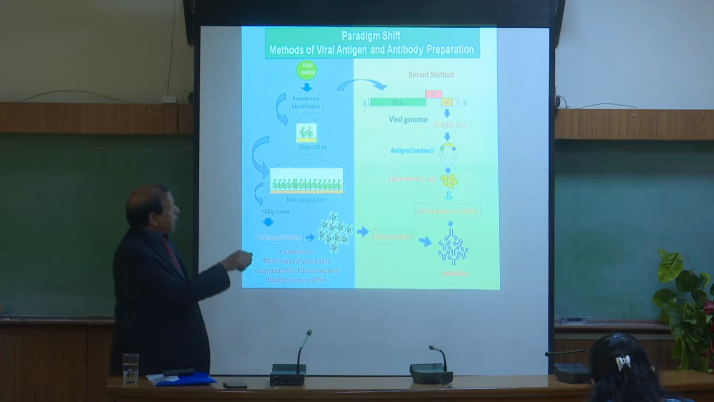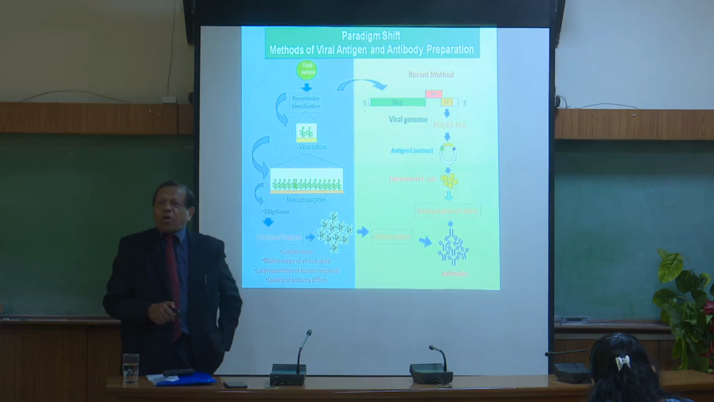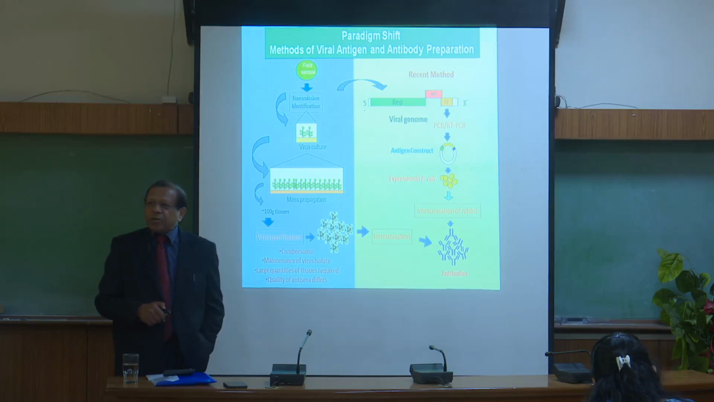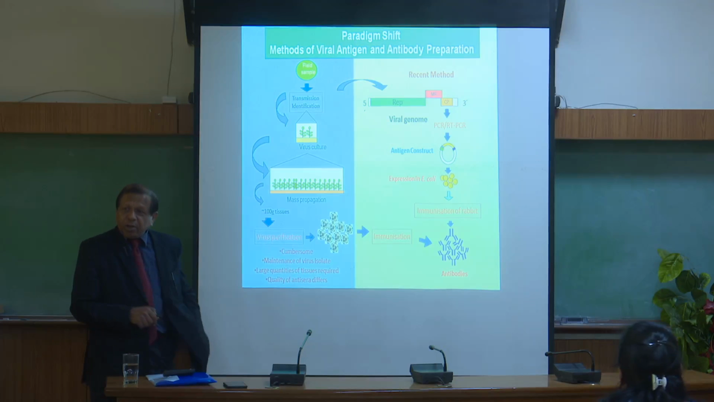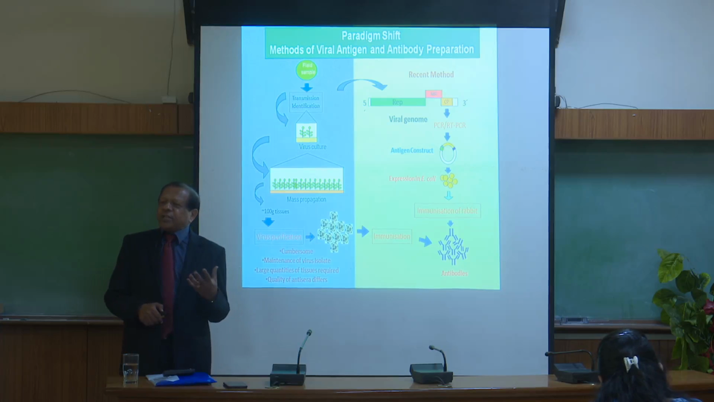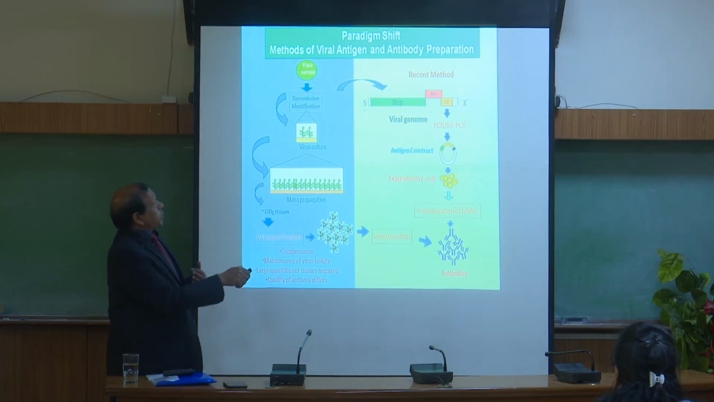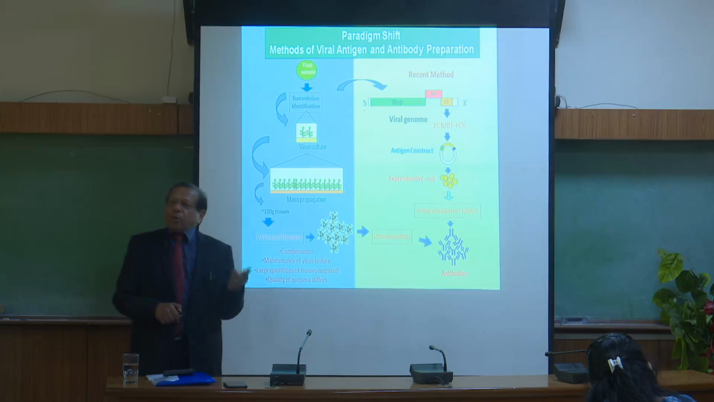So on the right hand side, you could see how we go for the recombinant approach for raising the antibody. This is just a schematic representation of a viral genome, and predominantly when we are raising antibody, we try to raise antibody against the coat protein or the capsid protein. So what we do is we try to amplify the coat protein gene by RT-PCR. Once we have amplified the coat protein gene, we try to clone the gene.